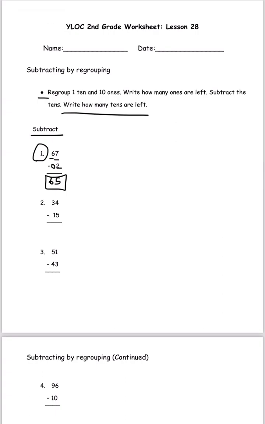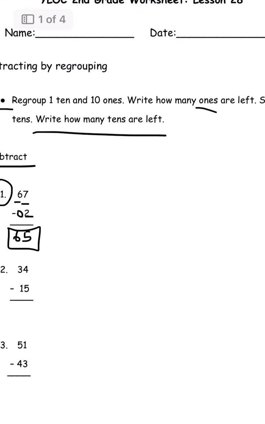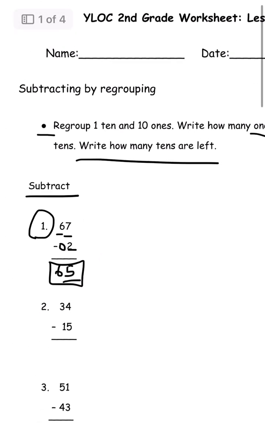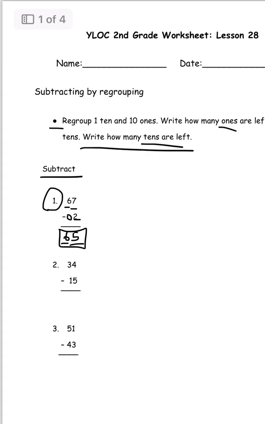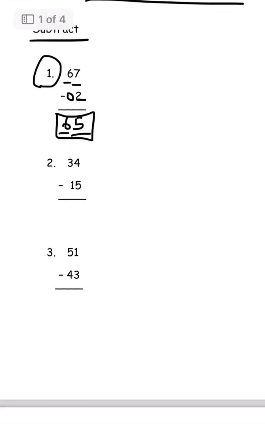So we wrote how many ones are left first, right? 5, and then we wrote how many tens are left, which is 6. So it's 65. Then let's try number 3.